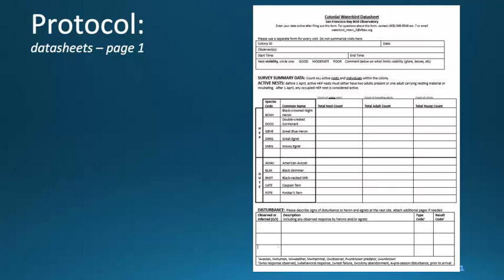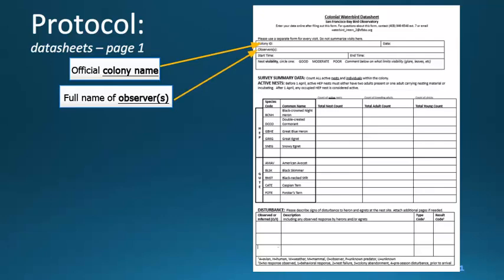Everyone who is monitoring a colony will fill out this first data sheet. Each section must be filled out completely. The following must be recorded. The official colony name. Ask us if you're not sure what this is. Your full name. How visible the site is and what, if anything, is impeding visibility.